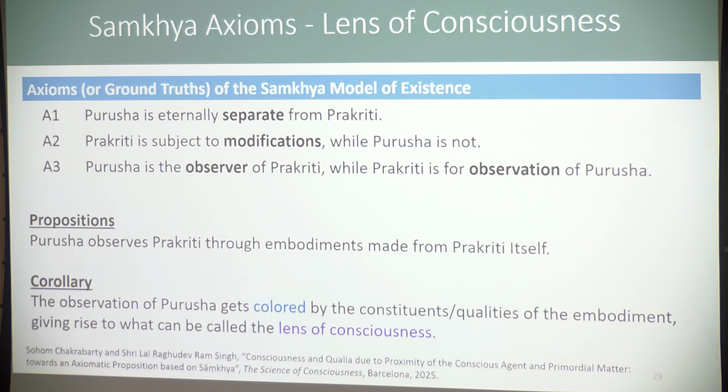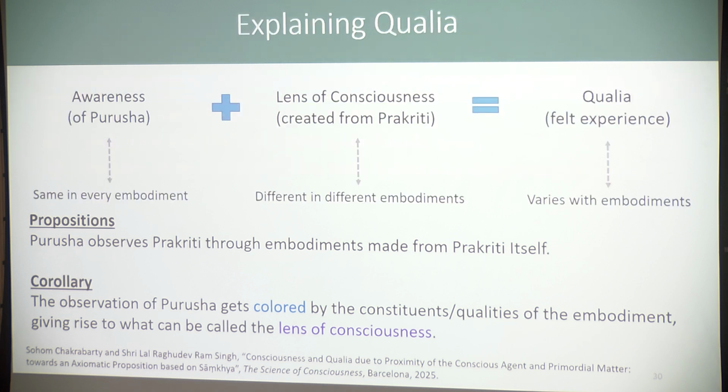So we first establish the lens of consciousness by this axiom and proposition. Now what we say is that the awareness which is of Purusha, through the lens of consciousness created from Prakriti, is giving rise to qualia, which is the felt experience. The Purusha through the embodiment, because of the different colors, different lenses of consciousness, generates different qualities of experience.